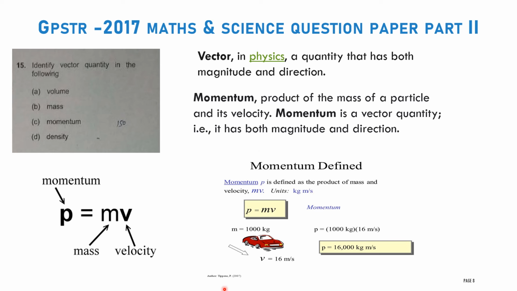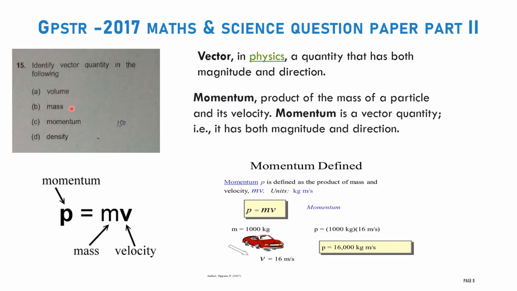Consider an example: a car whose mass is 1000 kg is moving with a velocity of 16 meters per second. When the car moves from one place to another, say from Mysore to Bangalore, it shows the direction in which it is moving. Momentum is mass times velocity. Mass is 1000 kg and velocity is 16 meters per second, so momentum is 16,000 kg meter per second, and it also shows the direction in which the car is moving. This 16,000 is the magnitude, and it also shows the direction. Therefore, it is a vector quantity.